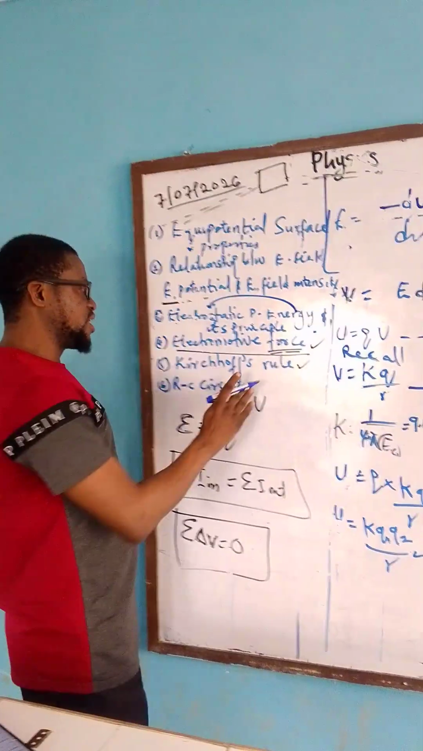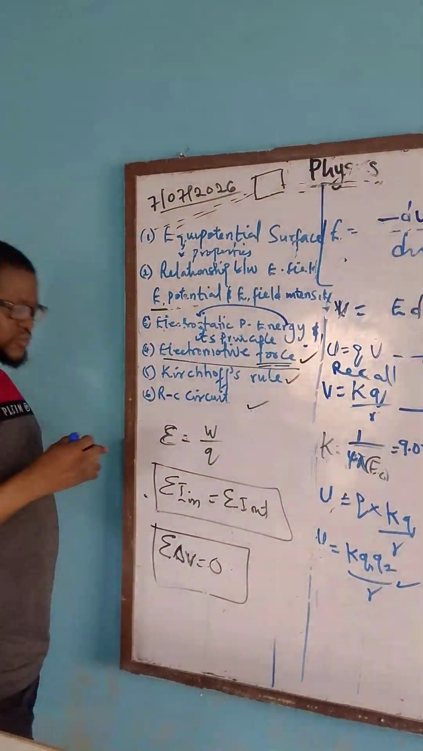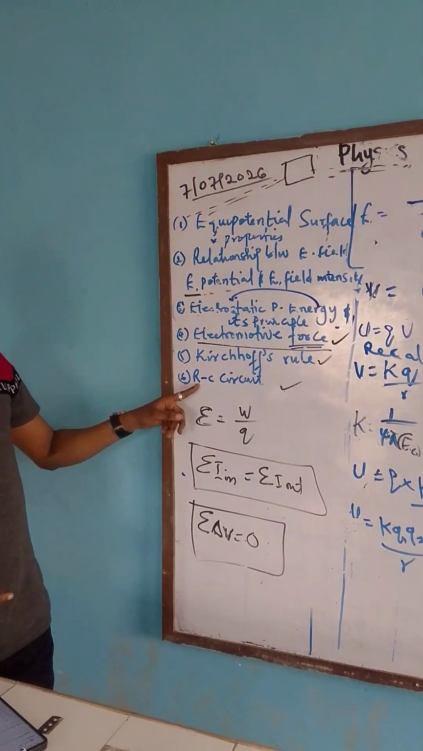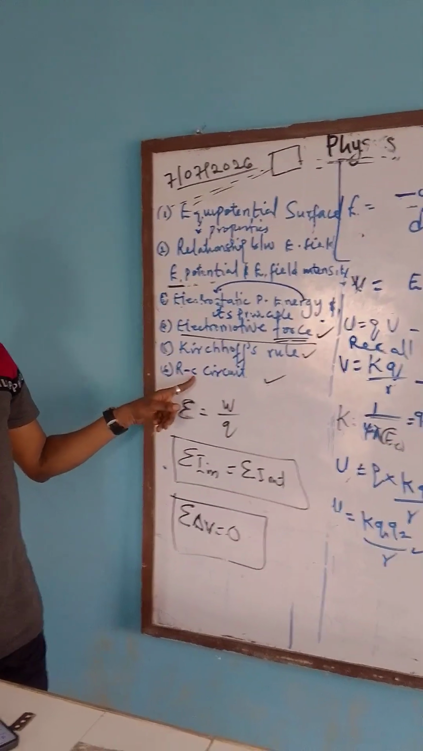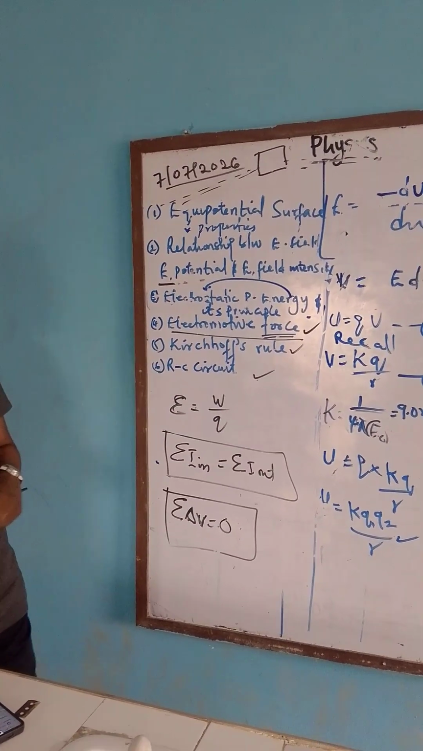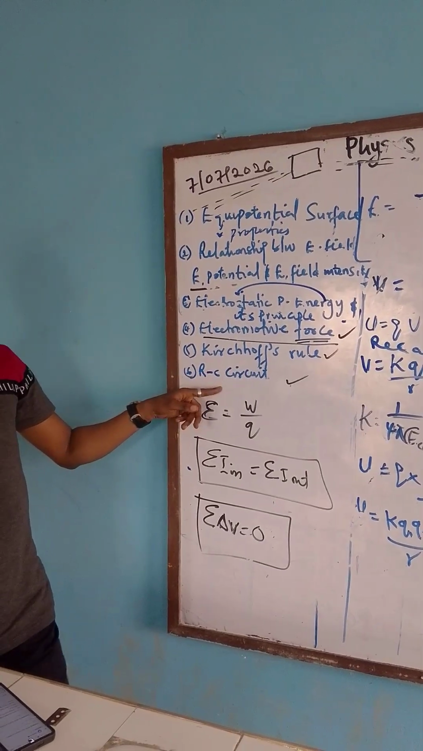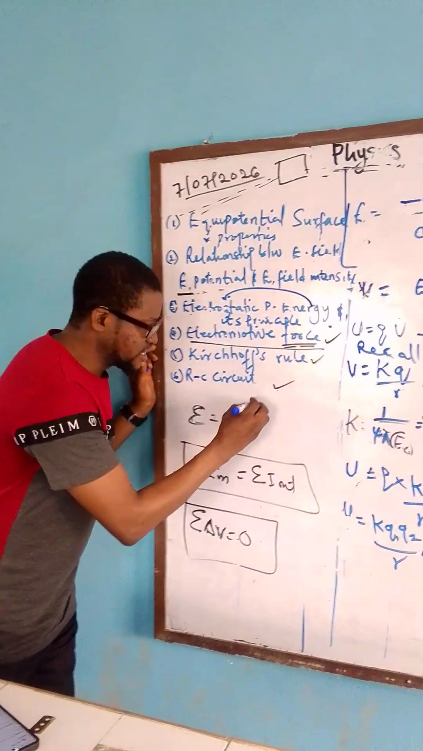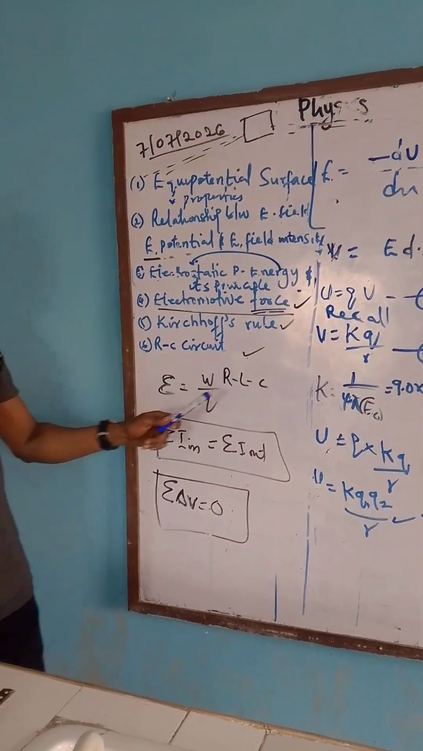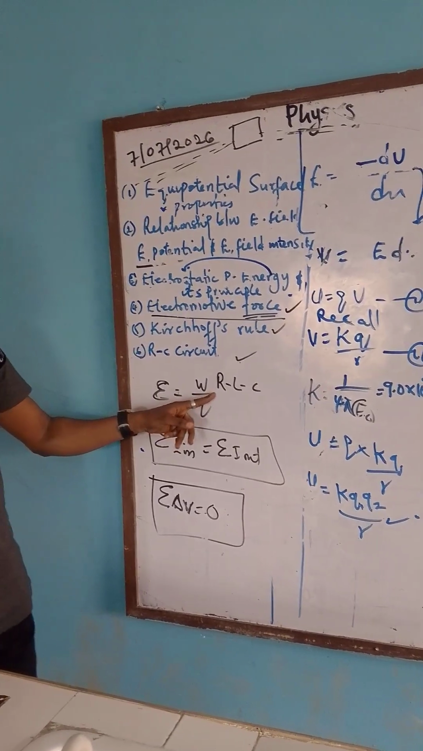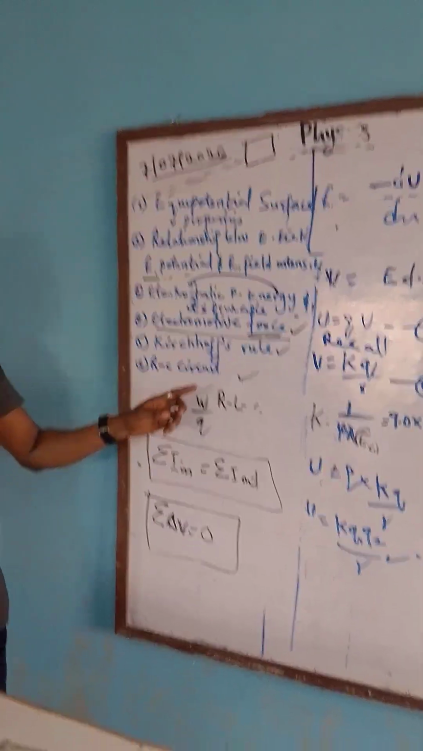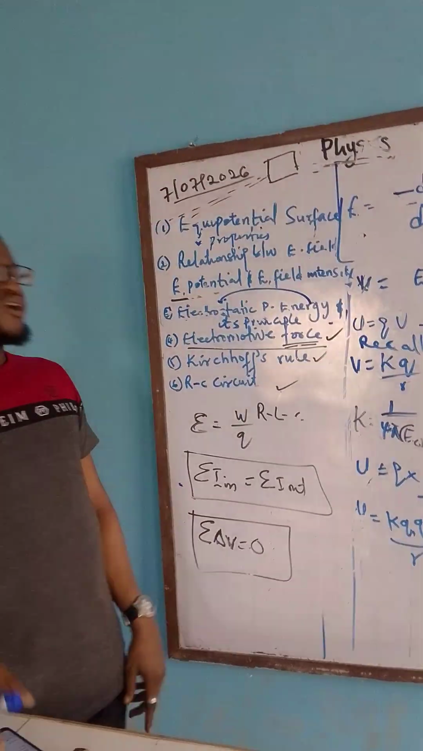And lastly, we shall be looking at RC. Now, I won't go deeply into this so that I'll be able to take one or two calculations. R stands for resistor. C stands for capacitor. So when you see RC, it means a circuit that contains both resistor and capacitor. And at times you can see it as RLC. It means this one is a circuit that contains resistor, inductor, capacitor. This one is resistor and capacitor. This one is resistor, inductor, and capacitor.